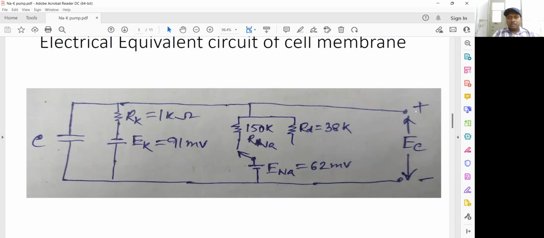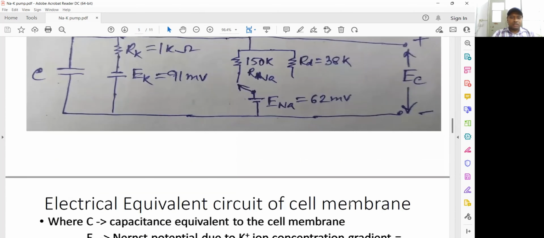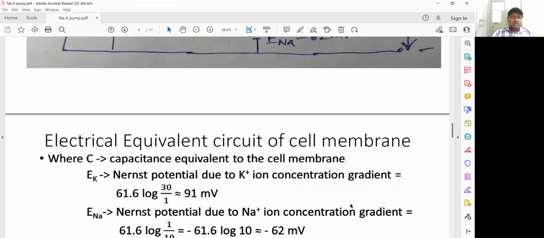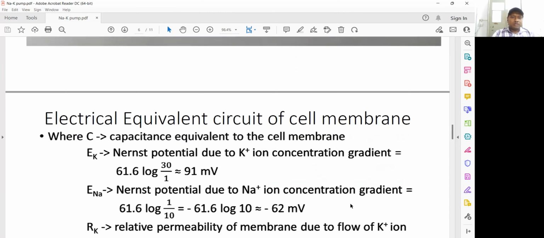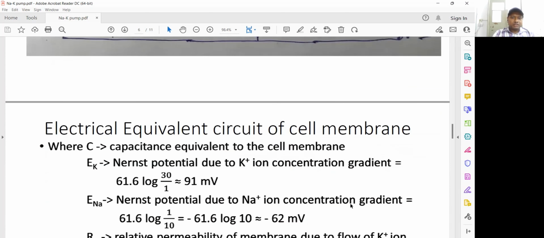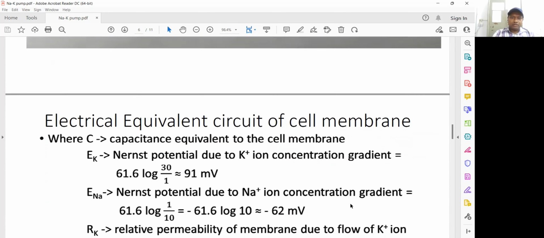And over here there is a voltage drop generated, which I have written as EC. The polarity I have given is positive and negative. Now let us see each part in detail. From this circuit, C, on the very left side, is the capacitance equivalent to the cell membrane.